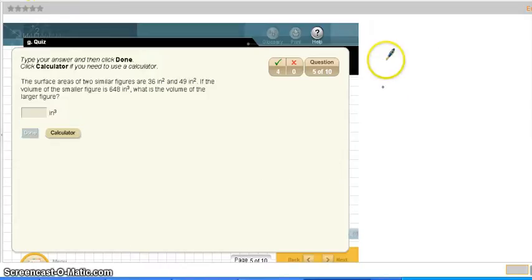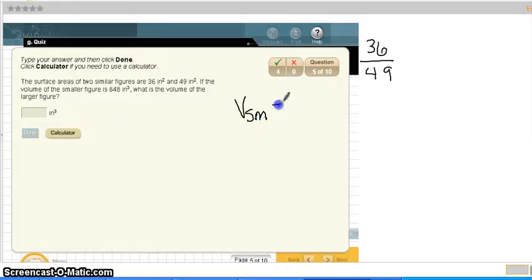Now, this question is going to be basically the most complicated one that you're going to come across. The surface areas of two similar figures are 36 and 49. If the volume of the smaller figure is 648, I want to know the volume of the larger one.